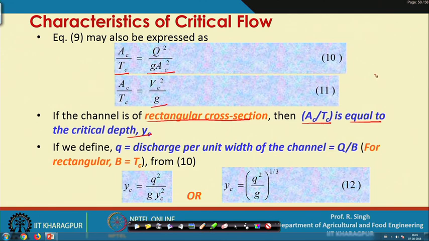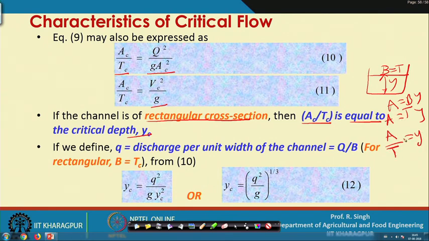because we know that for a rectangular section, B is equal to T and this is y. So, area equal to B y or T y. That means A by T equal to y. So, that is equal to the critical depth.